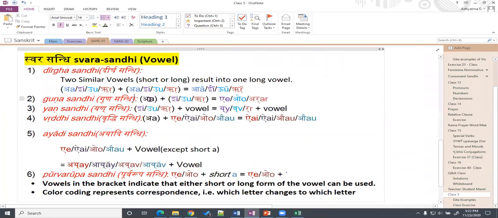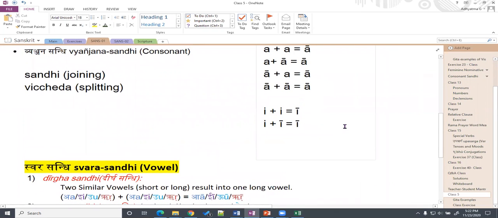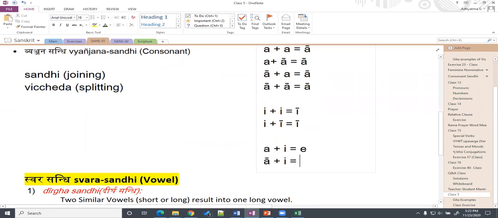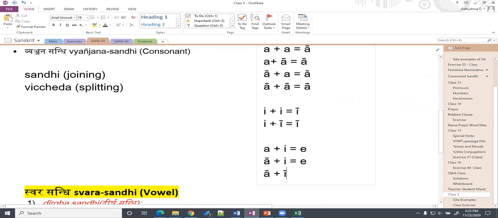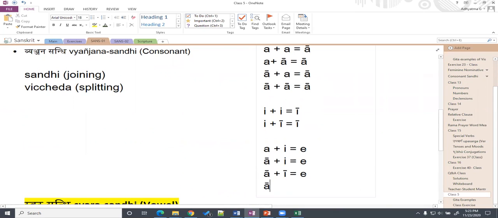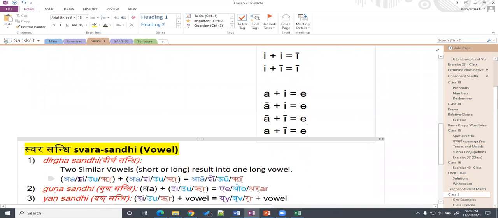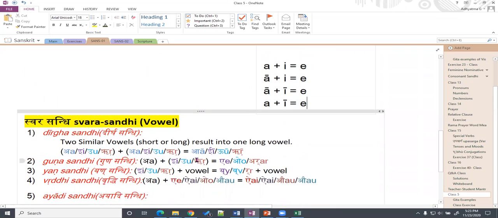So what is the rule here? When I put in the bracket that first is akara or akara and second is ikara, ikara, ukara, ukara, refa, then both of them together change into ekara. Akara plus ikara becomes ekara. So here you have to understand that akara plus ikara will be ekara, akara plus ikara will also be ekara, like that. Similarly with the ukara and rukara.